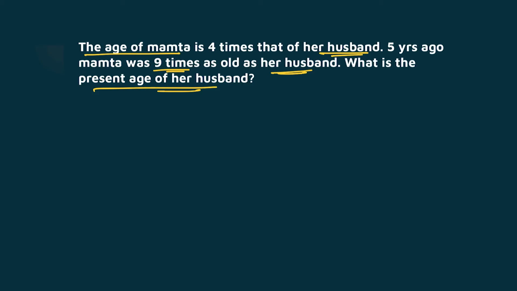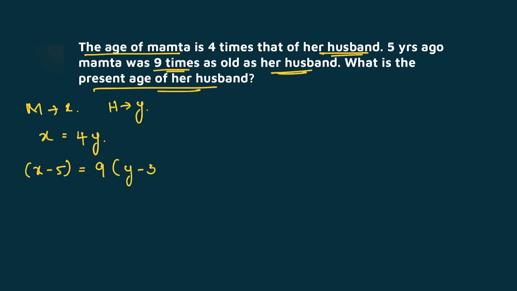It is given that the age of Mamta is 4 times that of her husband. Let us consider Mamta's age as x and her husband's age as y. Mamta's age is 4 times her husband's age. And 5 years ago, that means 5 years back, x minus 5, Mamta's age was 9 times as old as her husband.